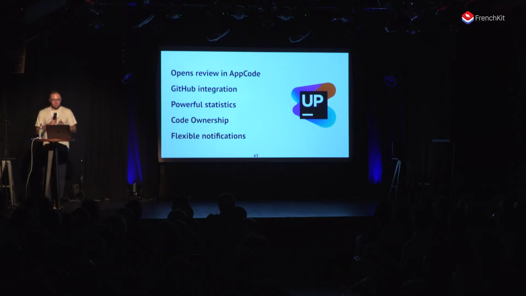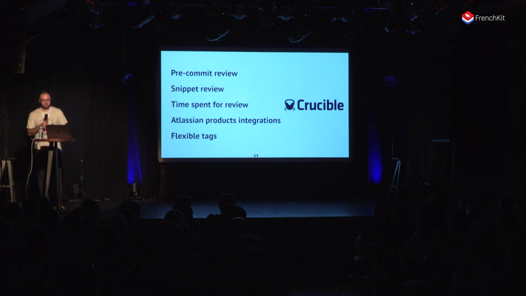As I've already mentioned, AppSource is a great and powerful tool. Its main advantages are an ability to open pull requests in app code, tight GitHub integration. You can mirror all the commands from the code review to the pull request from GitHub for more transparent process, powerful statistics, code ownership, and flexible notifications.